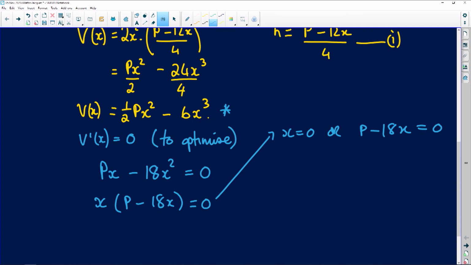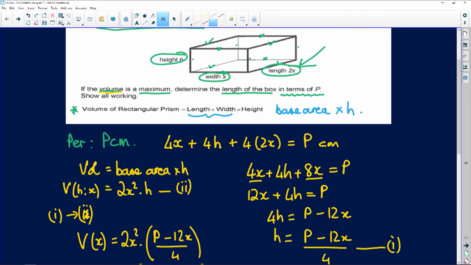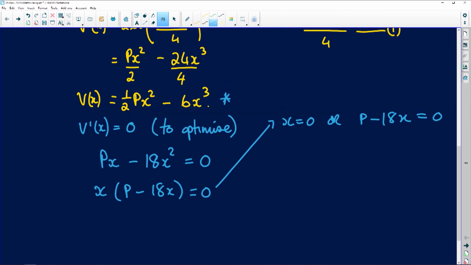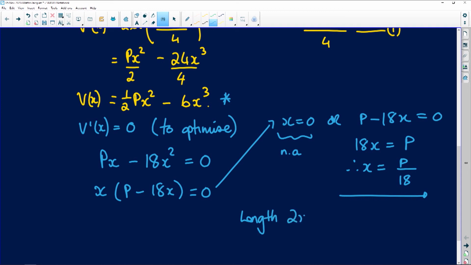There's 2 factors. But now if I go back up to my diagram, x represents the width over here. Hence, it can't be 0 because it will take this dimension away and that one. So I can very confidently ignore this. This is not applicable. It is a solution to the particular equation, but it doesn't apply to what we want to do. So what is 18x? 18x is equal to p, and therefore x will be p over 18. Now, folks, that is x, but they wanted the length. The length, they told us, was 2x, and that will be 2 times p over 18, and that gives us a beautiful p over 9.